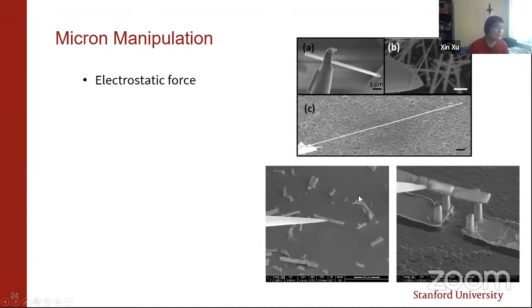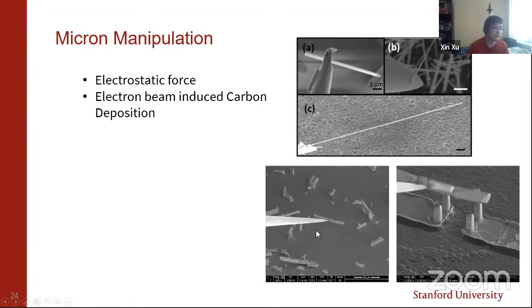Also, if you have some larger fibers or particles, the electrostatic force is not large enough to hold the sample. You can do electron beam induced carbon deposition to do that. Because there is no gallium beam, the surface damage would be very small. There's no ion beam contamination. And since you do carbon deposition, you can do a post-annealing to remove the carbon after you transfer samples. This is a very effective strategy to do local electrical measurement.